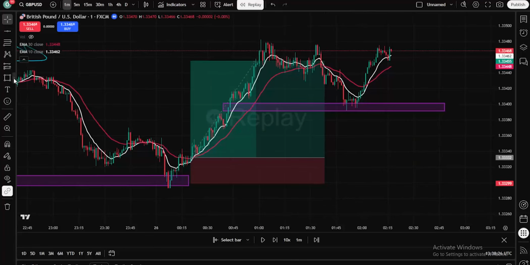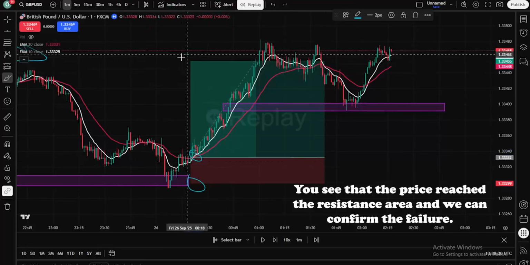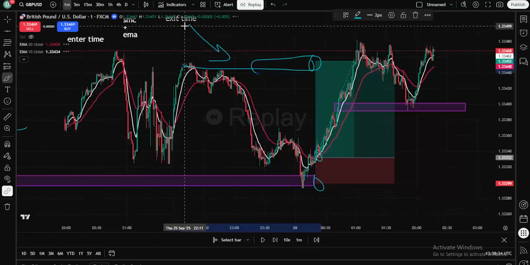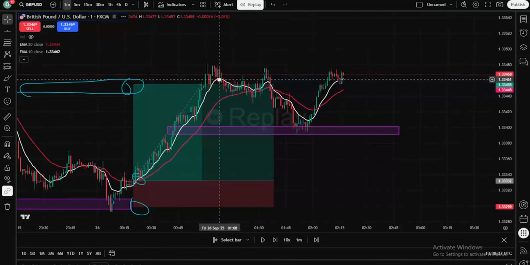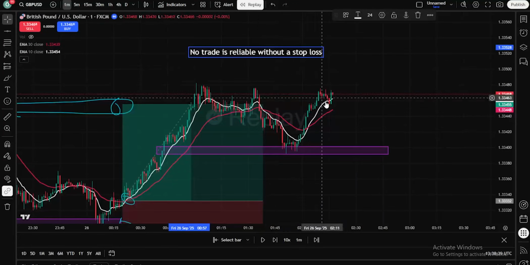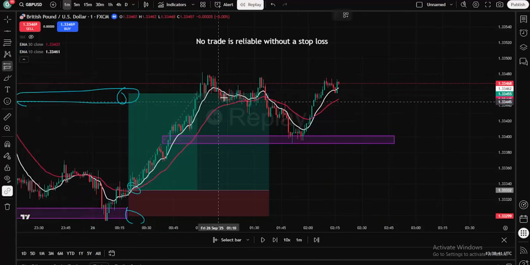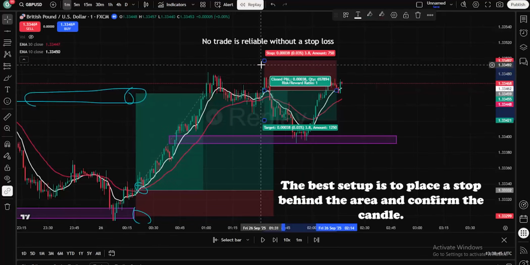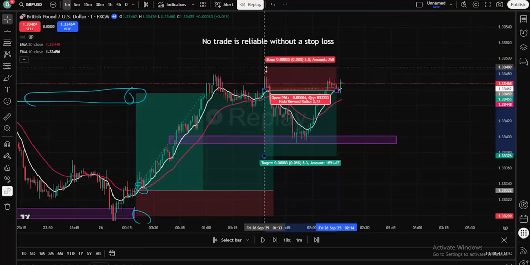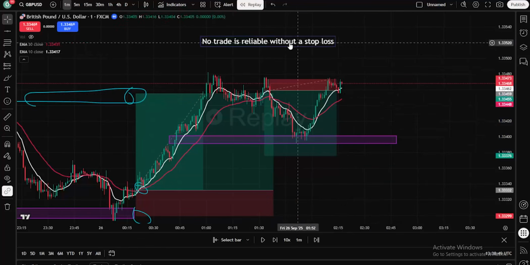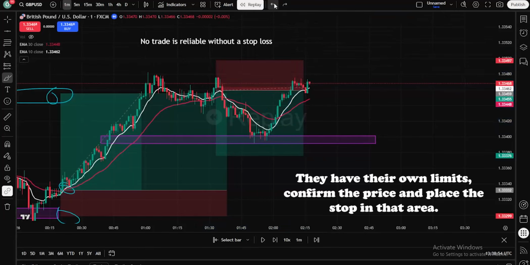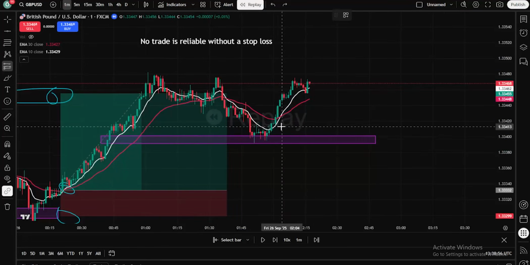A simpler way is to exit the trade whenever the price returns to EMA 10. This way, you won't be surprised by the opposite direction. Third, stop loss rule. No trade is reliable without a stop loss. In this strategy, the best place for a stop loss is behind the last order block or behind a strong support/resistance level. This way, if the market moves against your expectations, your losses will be limited.